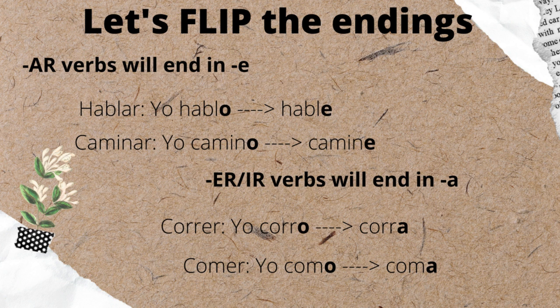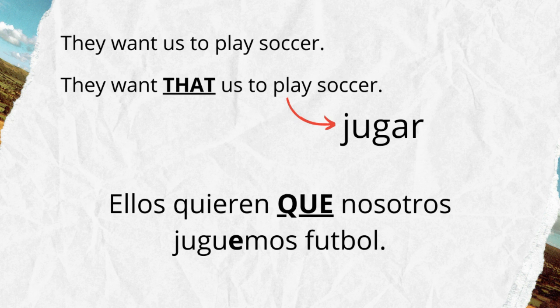Now for ER and IR verbs, we will be changing the ending to the letter A. Like in the verb correr, yo corro, you say yo corra. Comer, yo como, yo coma. See, it ends in A. So AR verbs change to E. ER and IR verbs change to the letter A. And that is our flip, okay? Only for the subjunctive.